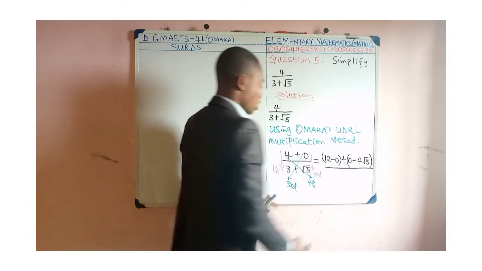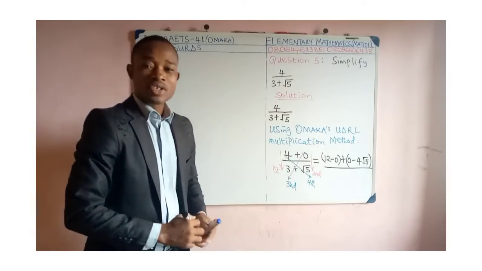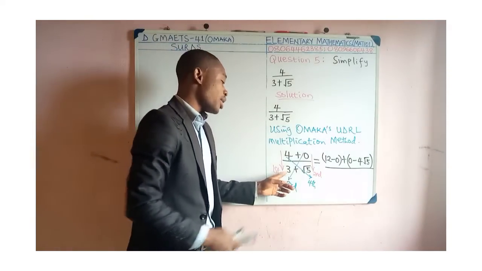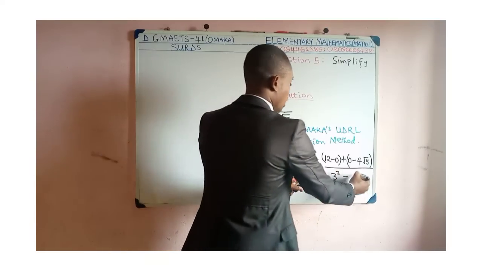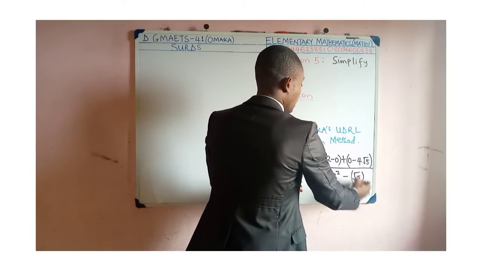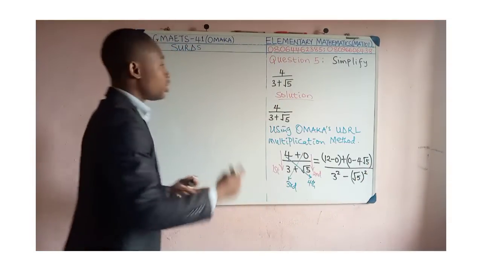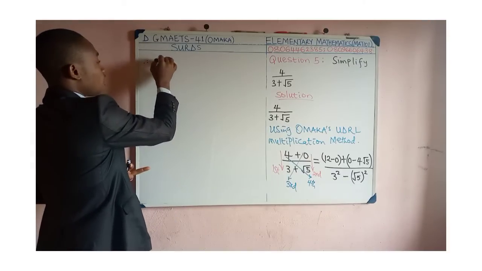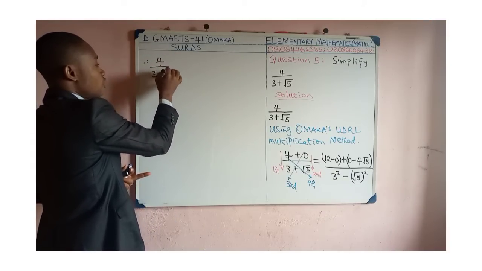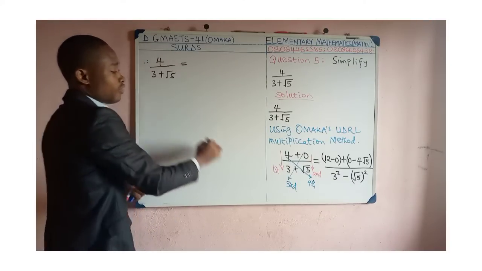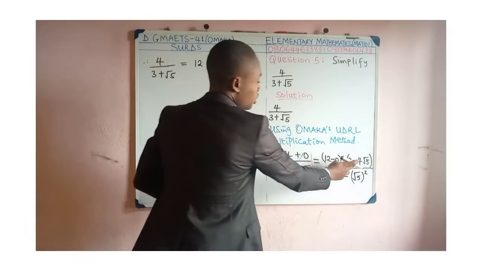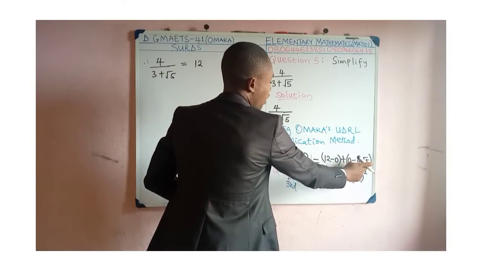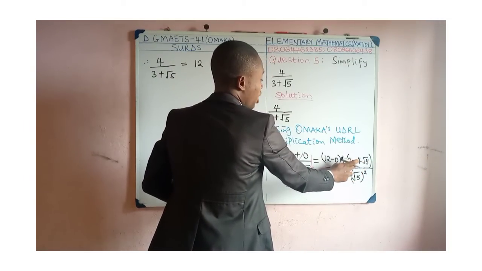Then all over, come to the denominator. Remember, it's always difference of 2 squares. So square this 3, you're going to get 3 squared. Then minus square this, you get root 5 squared. And that's all. So we can conclude that 4 all over 3 plus root 5 is going to give us, if you work this, 12 minus 0 will give us 12. Come to this part, 0 minus 4 root 5 will give us minus 4 root 5 in the bracket here.